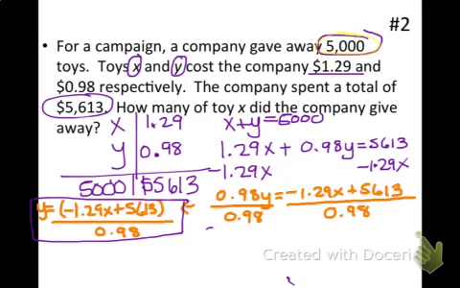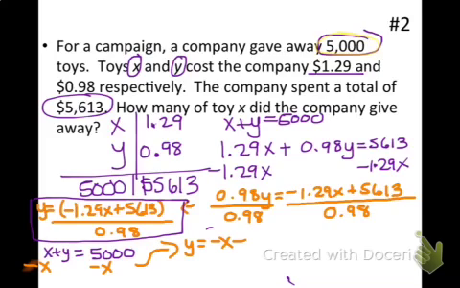The second one is a lot easier, thank goodness. We have toy x plus toy y adds up to 5,000 toys. So to solve for y, all we have to do is subtract x. So that gives us y is equal to negative x plus 5,000. And this is our second one.